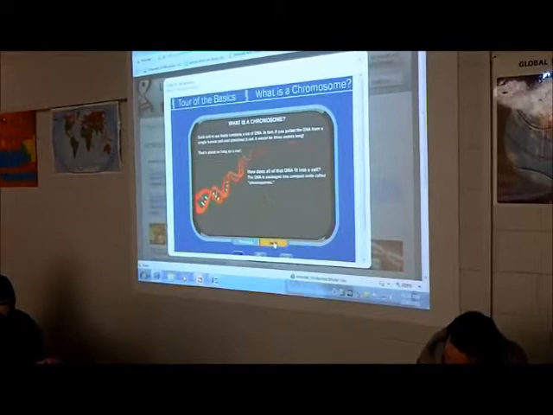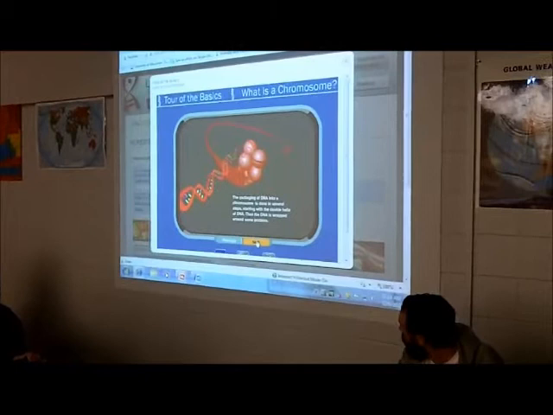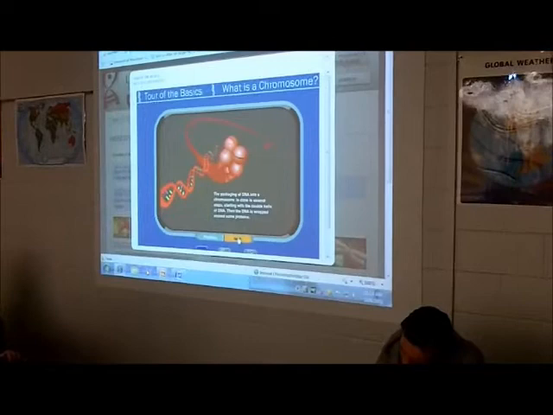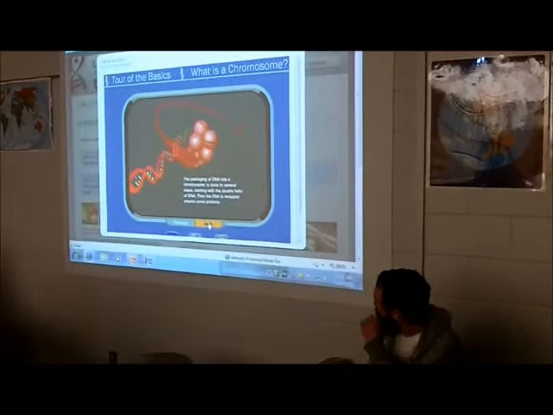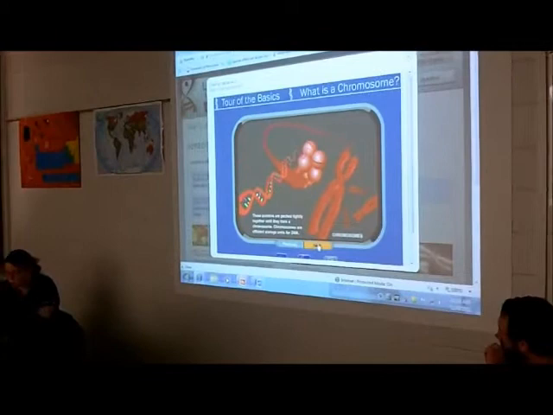The packaging of DNA into a chromosome is done in several steps, starting with the double helix of DNA. Then the DNA is wrapped around some proteins. These are called histone proteins, so if you want to write that down, histone proteins. These proteins are packed tightly together until they form a chromosome. Chromosomes are efficient storage units for DNA.